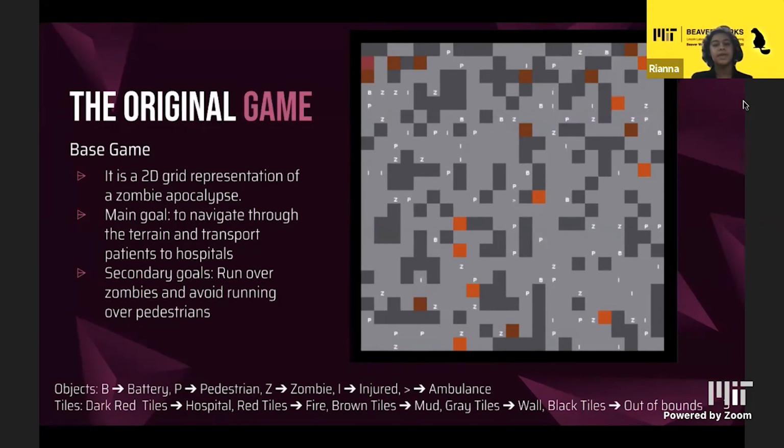This is the original game that was given to us without any modifications. It's a 2D grid representation of a zombie apocalypse, and you're an ambulance. Your main goal is to navigate throughout the terrain and to transport patients to hospitals.